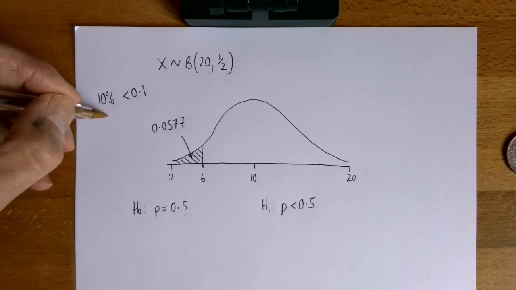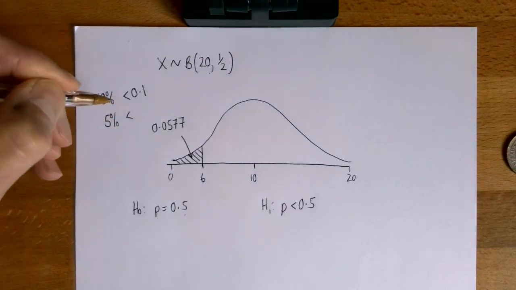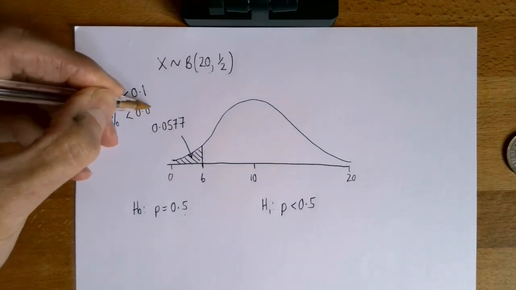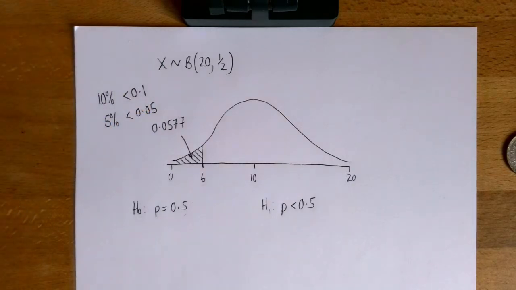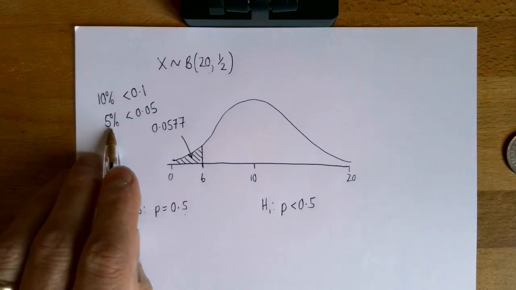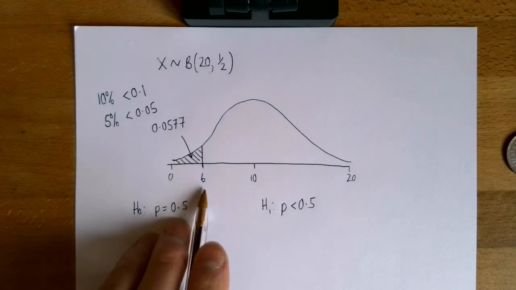However, if I want to be absolutely certain, I need to use a more stringent test. So testing at the 5% level says alarm bells are only going to ring for me if the probability is less than that. And in this case, it isn't, is it? So in this, if I'm testing at the 5% significance level, I'm not going to reject the null hypothesis. I'm going to say this is unlikely, but it's not unlikely enough.